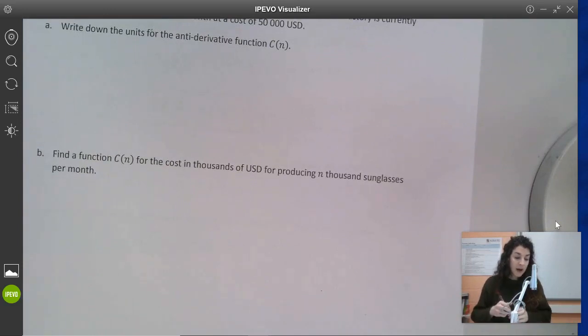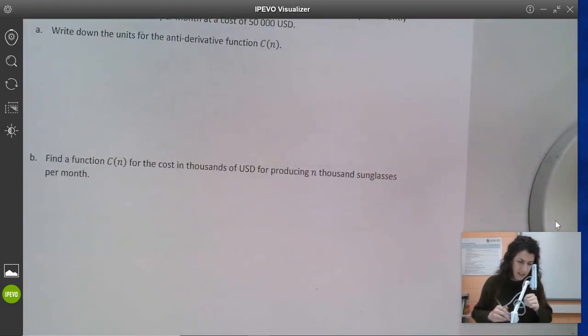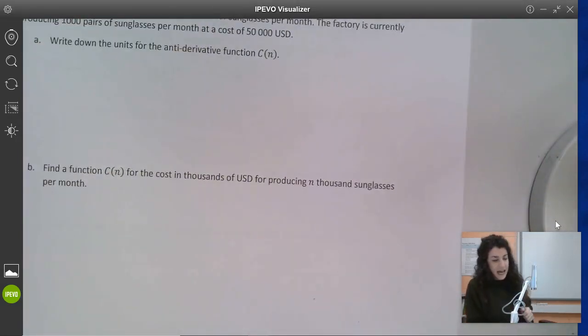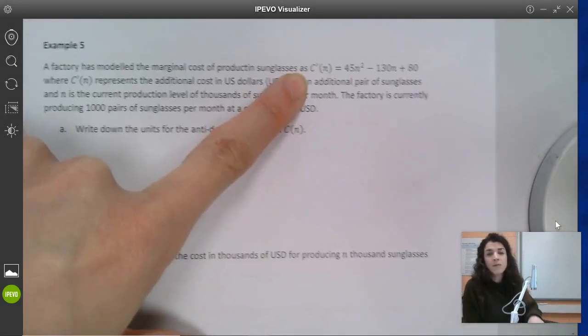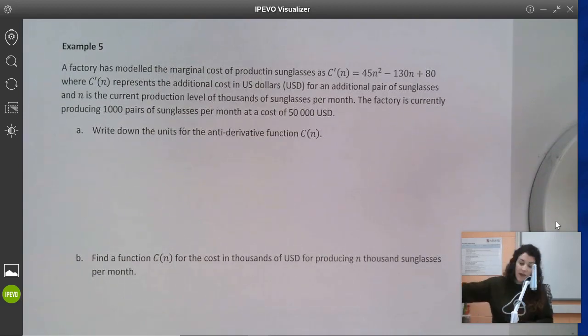So it says a factory has modeled the marginal cost of producing sunglasses as C prime of n equals that. Okay. C prime of n represents the additional cost in US dollars for an additional pair of sunglasses, and n is the current production level of thousands of sunglasses per month. The factory is currently producing 1,000 pairs of sunglasses per month at a cost of 50,000 US dollars.